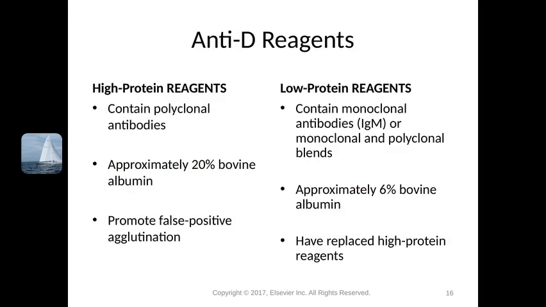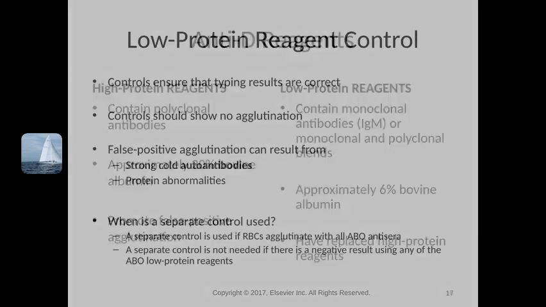So we have two different types of anti-D reagent. We have our high protein. These will be polyclonal antibodies with bovine albumin. We can also see a lot of false positive agglutination here. Or our low protein reagents. These are typically used more often than the high protein reagents, where they have monoclonal IgM antibodies or polyclonal blends with a smaller amount of albumin, and less false positive reactions.